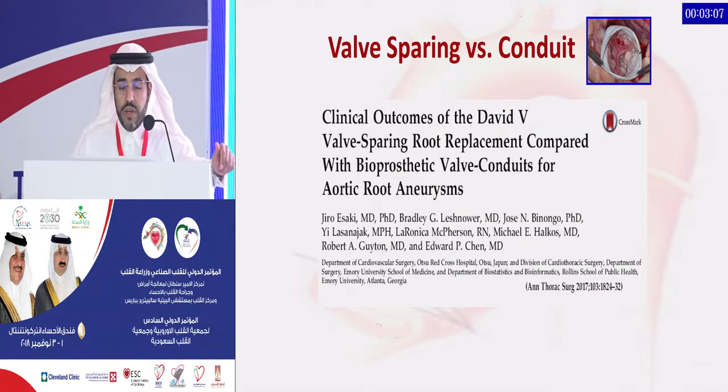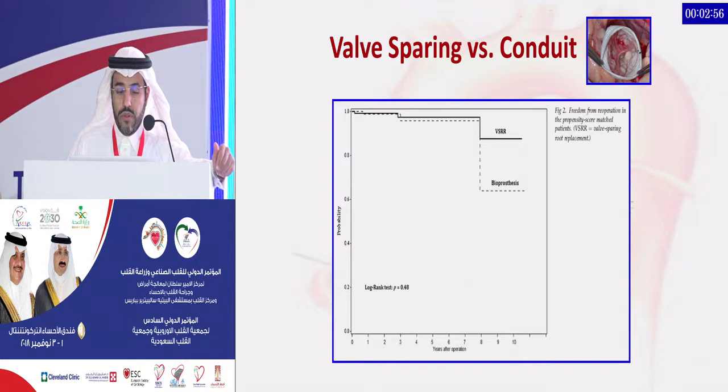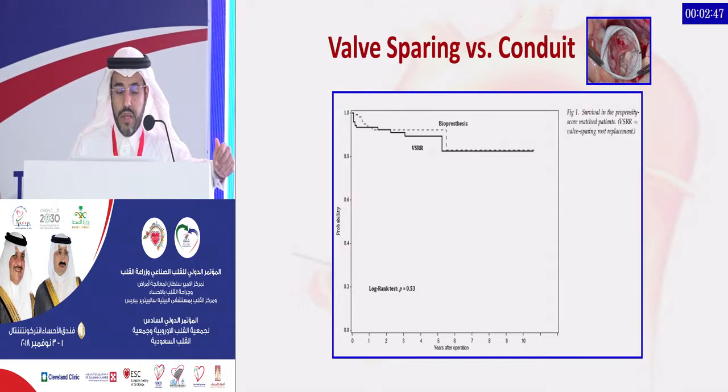The study again compared the bioprosthetic valve conduit to valve-sparing aortic root procedure, and it showed that it has the same freedom from significant AI with long-term follow-up. The bioprosthetic valves after 8 years tend to have less freedom from reintervention. However, there are no differences in survival between the two groups.